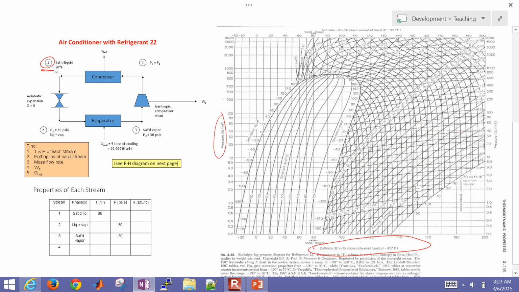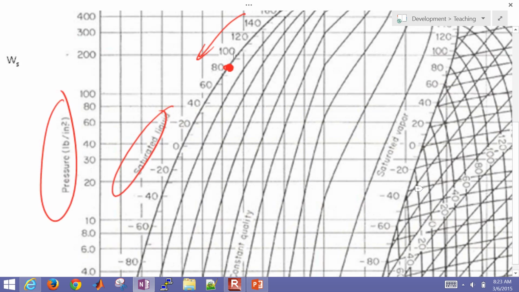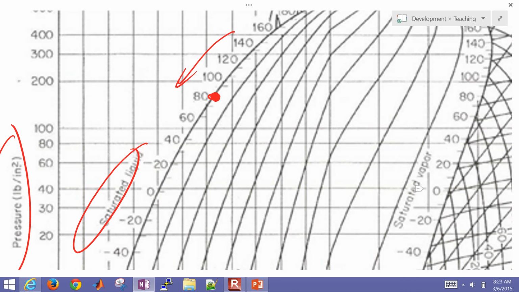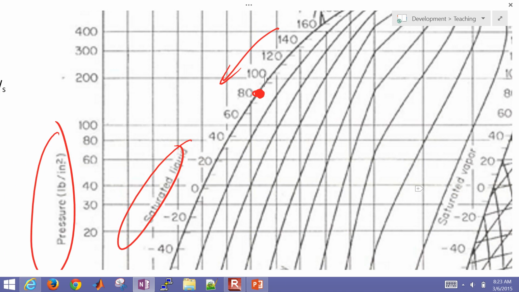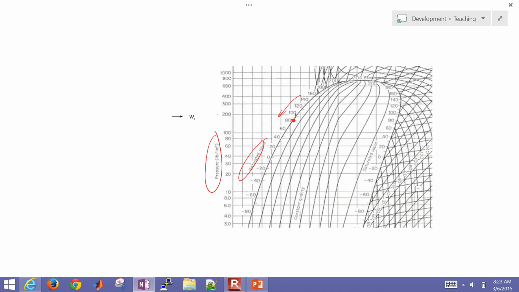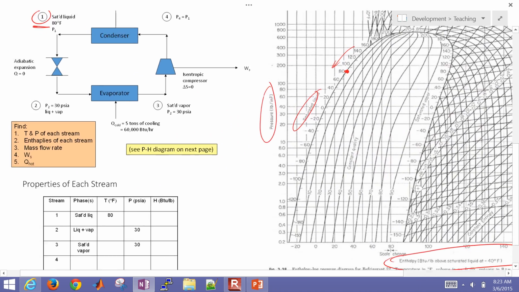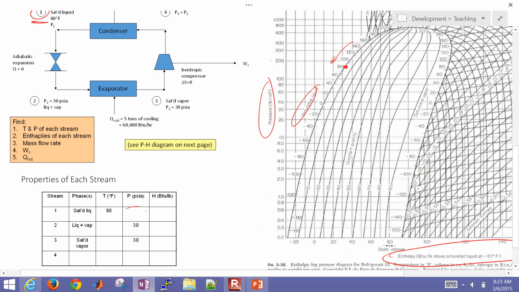stream 1. Okay, so that's 80 degrees Fahrenheit. So here are my temperatures. Here's the saturated liquid on this side. And so 80 degrees is going to be right here on the chart. Okay, and what we want to do is try to find the pressure. So we need to get the pressure and then also the enthalpy at that point.